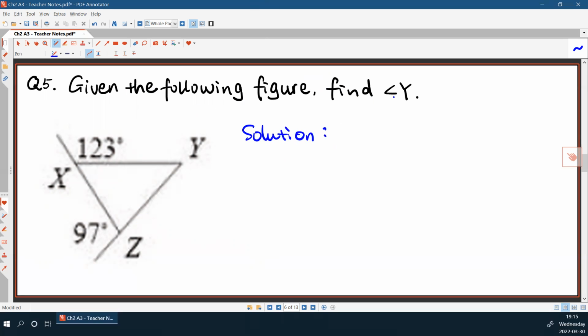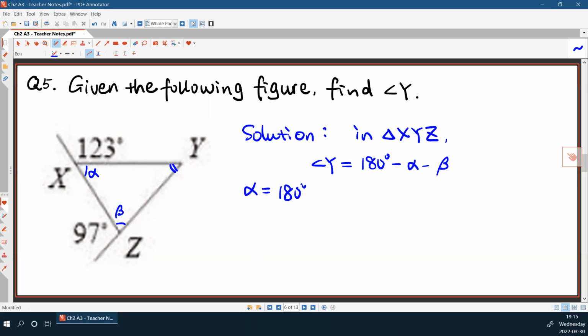All right, given the following figure, find the value of angle Y here. So note here in triangle XYZ, angle Y is just 180 degrees minus, let's call this angle alpha and this angle beta, so 180 degrees minus alpha minus beta, right? So as long as we can solve alpha and beta, we know the angle Y. Fortunately, angle alpha is not very difficult to find. It's just supplementary to this angle here, right? So angle alpha is just 180 degrees minus 123 degrees, which is 57 degrees.